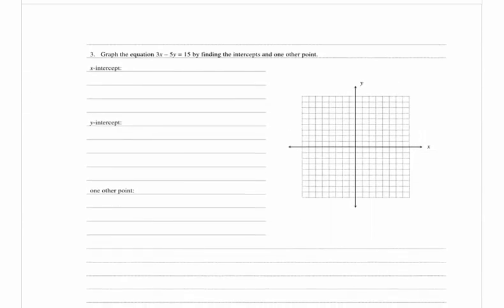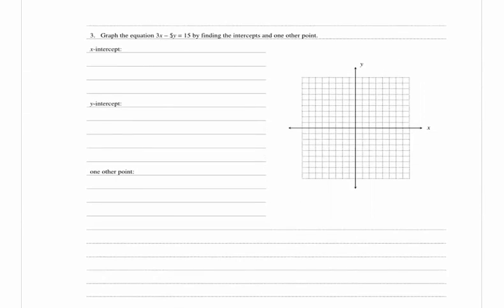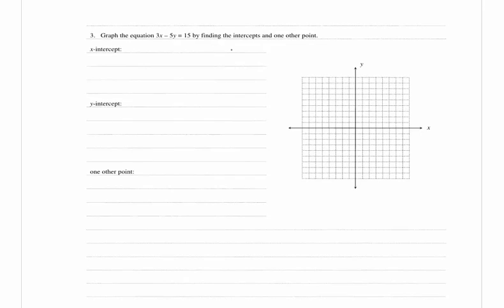In 3, it says graph the equation 3x - 5y = 15 by finding the intercepts and one other point. So the first thing we want to find is the x-intercept, and we're going to set y equal to 0 and solve for x. So we have 3x - 5 times 0 = 15. And now we have 3x, and 5 times 0 is 0, so 3x = 15. And now we divide by 3, and we get x = 5. So the ordered pair of the x-intercept is (5, 0), and we'll call this point A.